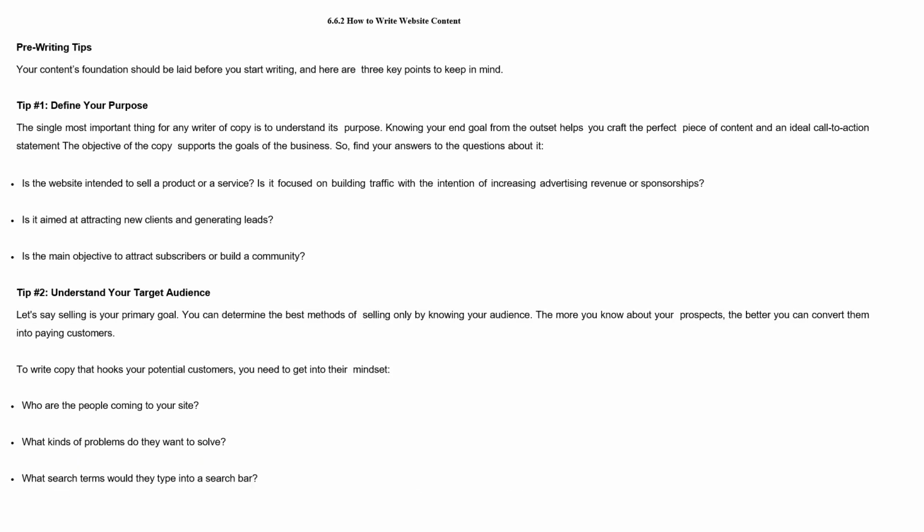How to write website content. Pre-writing tips: your content foundation should be laid down before you start writing, and here are 3 important points to keep in mind. Tip 1: define the purpose. The single most important thing for any writer of copy is to understand its purpose. Knowing your end goal from the outset helps you to craft a perfect piece of content, an ideal call to action statement. The objective of the copy supports the goal of the business, so find your answer to the question about it.